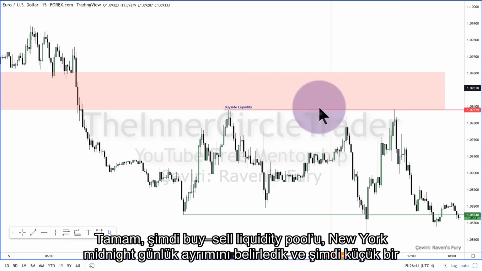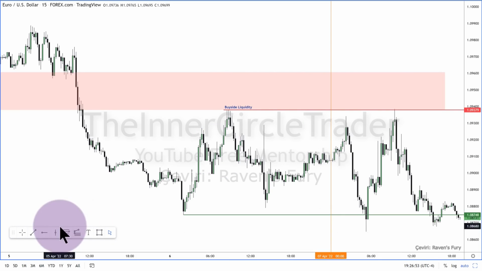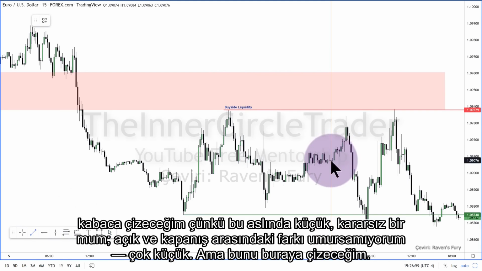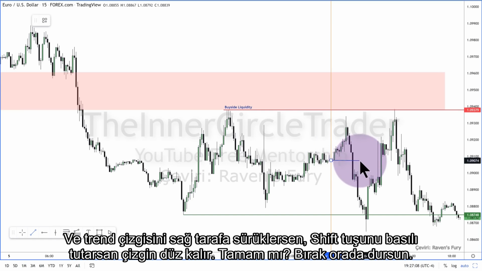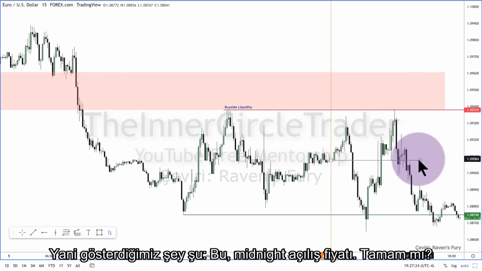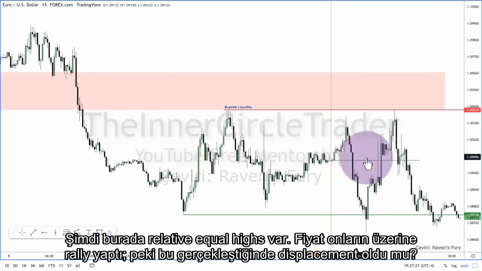All right, so now we have the buy-side liquidity pool, the daily delineation of midnight New York time, and we're going to take a little line segment here, and we're going to plot it right on here. Now I'm just going to rough it because it's basically a little tiny indecisive candle. I don't care the difference between the actual open and close. It's very minute. But I'm going to draw that on here, and if you drag your trend line over to the right, if you hold down the shift button, it'll keep your trend line straight. Okay, just drop it there. And I'll just make this a gray color here. Now you can annotate that, but over time doing it, you'll just know that that's what you're anchoring and showing. This is the opening price at midnight.